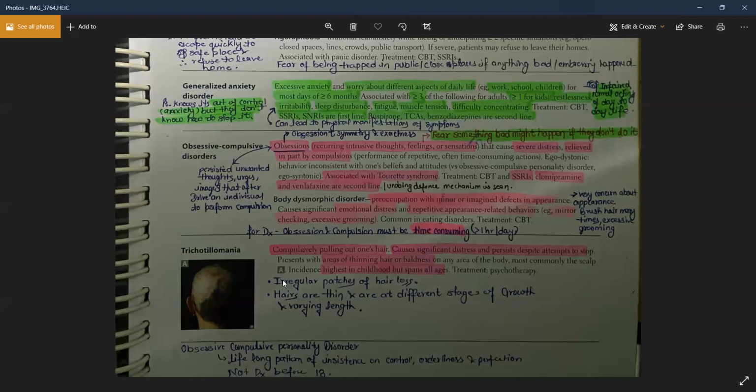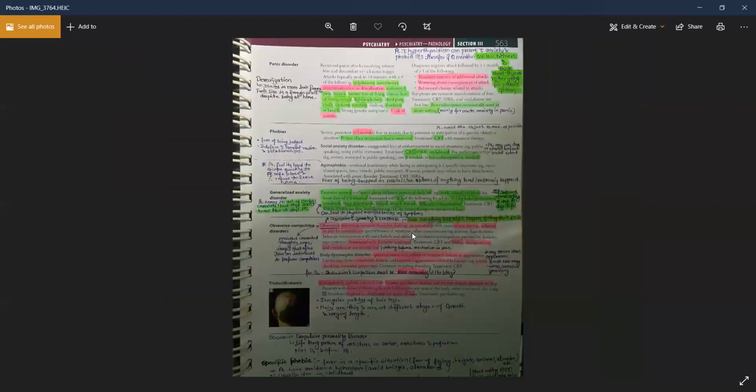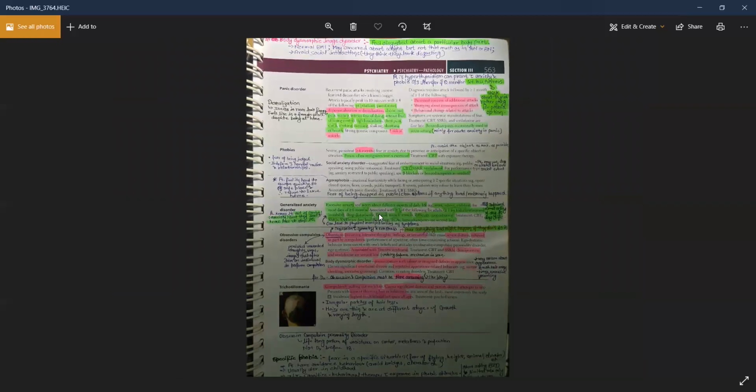So that was about all the panic disorders, anxiety, and all these OCDs on this page. Any doubt, please ask on this page. No, thank you.